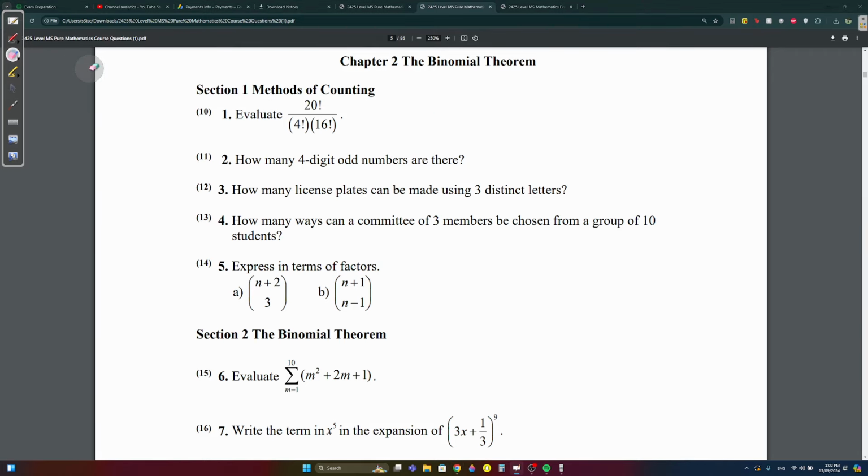How many 4-digit odd numbers are there? Okay, so I looked at the solution. 2 and 3, I don't think they will come. But I'll still solve it, okay? How many 4-digit odd numbers are there?